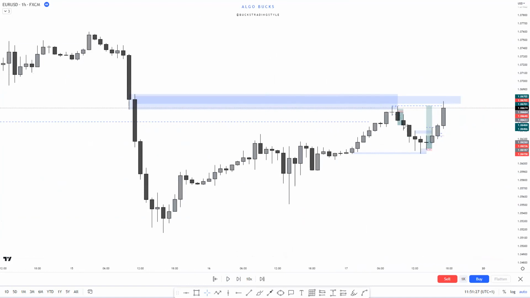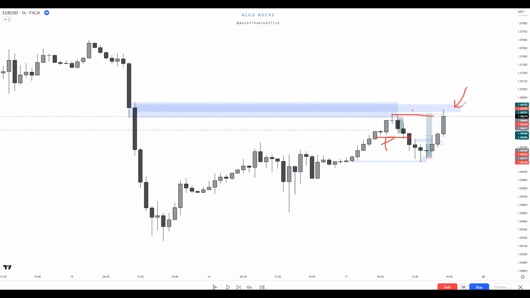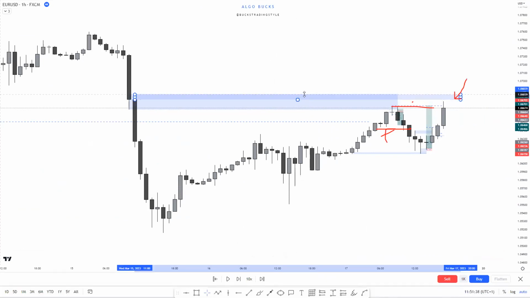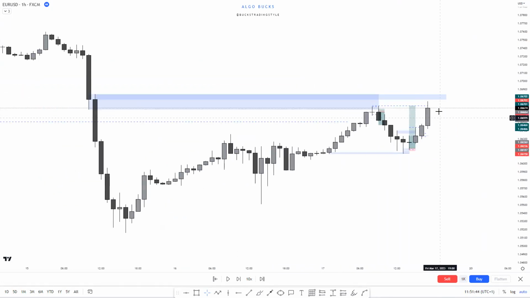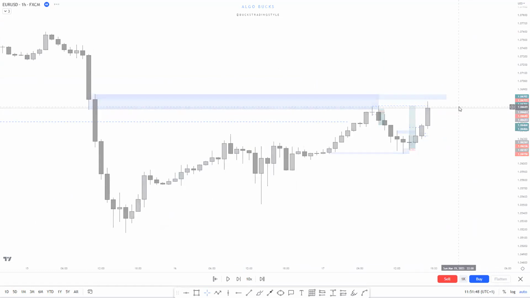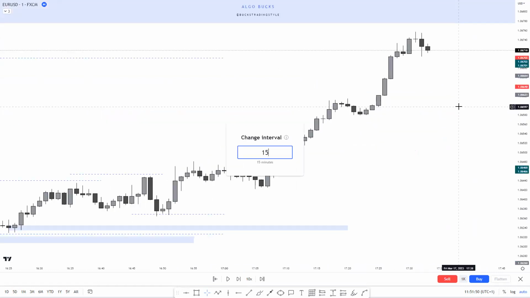Price gave us a fake BOS and inducement into this H1 wick. Okay, did that come into the wick? Sorry. Okay, not yet. Not yet. Price has not mitigated that wick. So probably just wait for mitigation of that wick before we look for any sells. Now, after price has taken this high right here, we could look for sells.